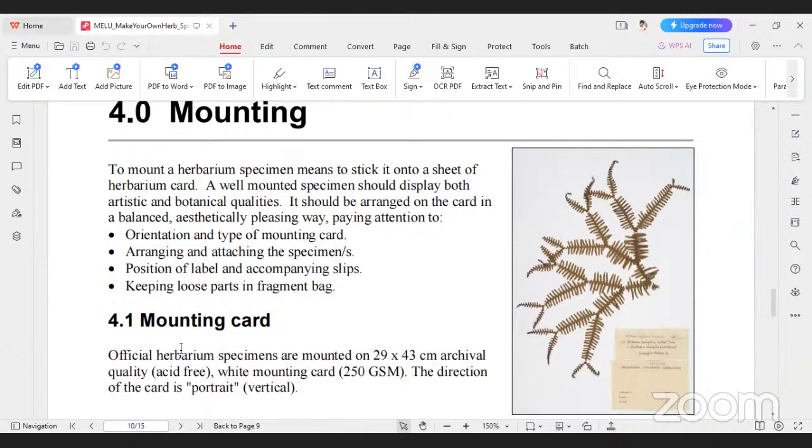Pay attention to orientation, type of mounting card, arranging and attaching the specimen, position of the label and accompanying slips, and keeping loose parts in a fragment bag. Mounting card: herbarium specimens are mounted on 29 by 43 centimeter, good quality, acid-free, white mounting card of 2050 GSM. The direction of the card is portrait, not landscape.